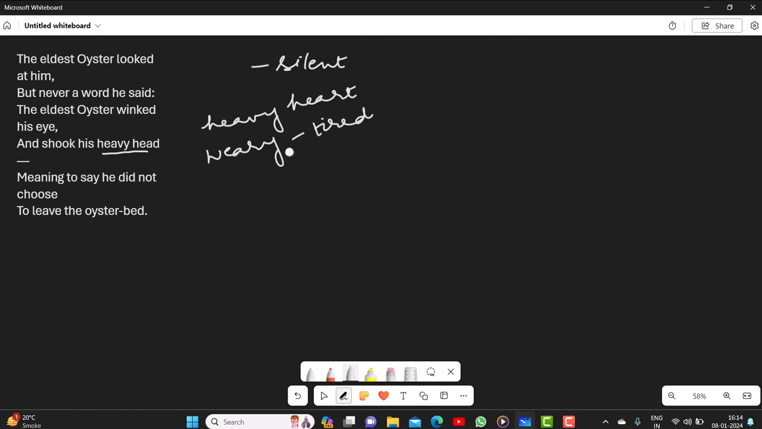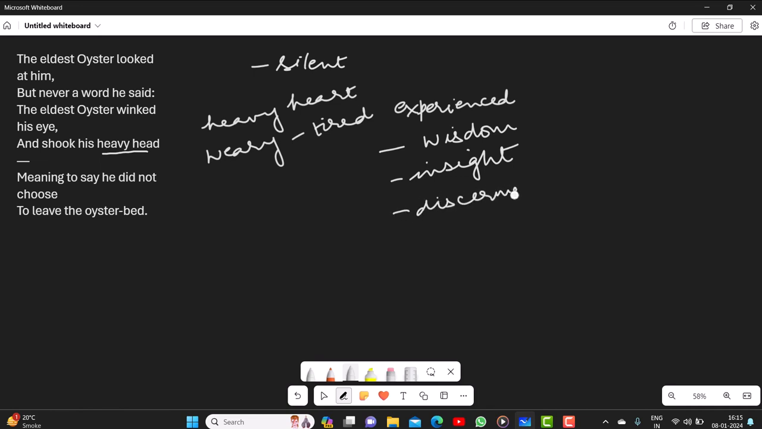All right. Now, this oyster is the eldest. We have to understand here, he is the eldest oyster. He is apparently experienced. And I can actually feel that he is an oyster of wisdom. Just like we say he's a man of wisdom, he is an oyster of wisdom. He has insight. He has discernment. What is discernment? Discernment means ability to judge people and things well.